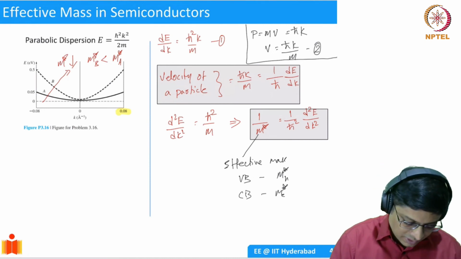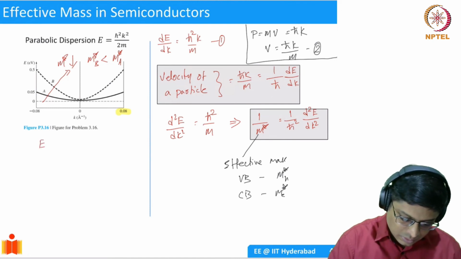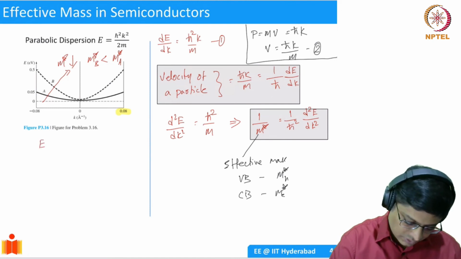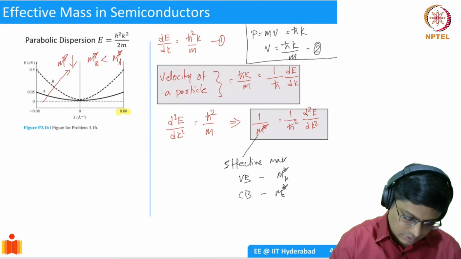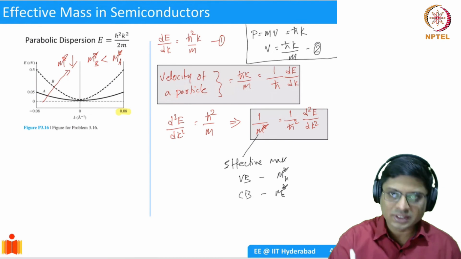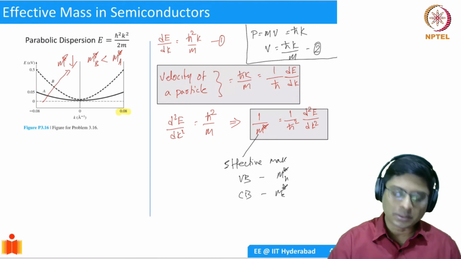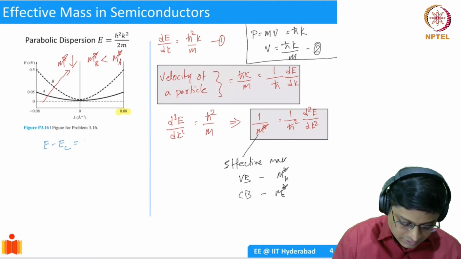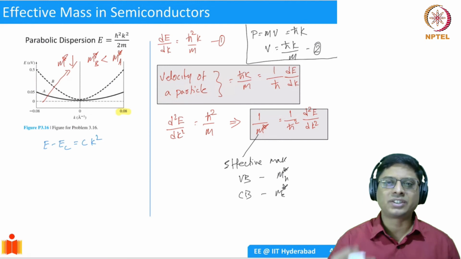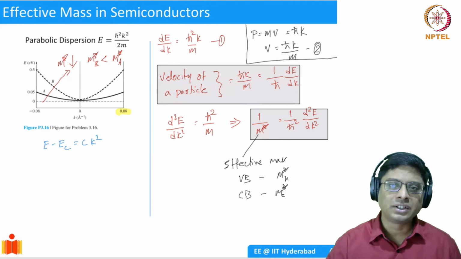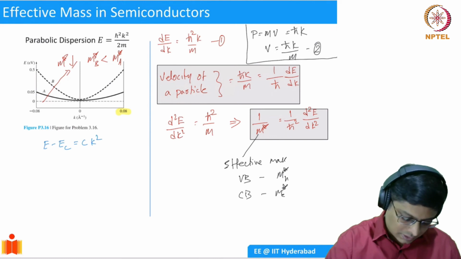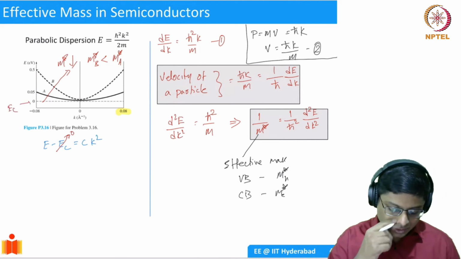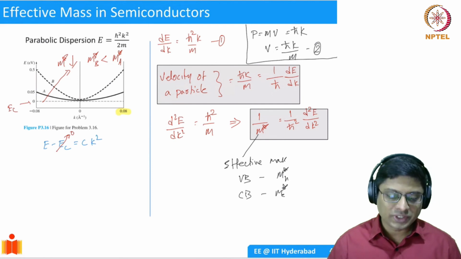In general, you could write it as simply E equal to, I don't know what the coefficient is, but I know it is parabolic. So in a generic way, I can write E minus EC equal to CK square. EC is basically the edge of the conduction band. Sometimes these bands can be shifted, and to account for that we write it this way. In this particular case, EC is going to be 0 because the conduction band minimum is at 0. This is basically EC, right here. So we don't need to worry about that. Okay. So E equal to CK square.